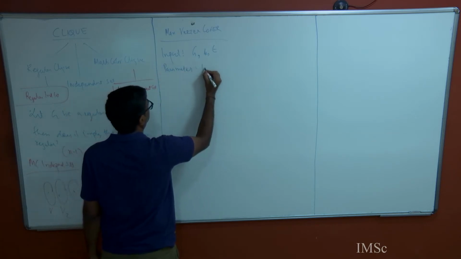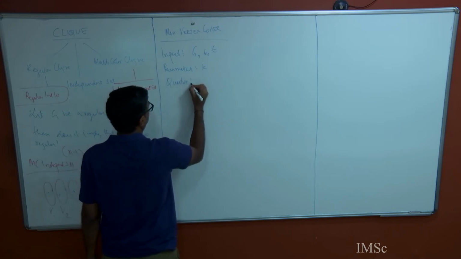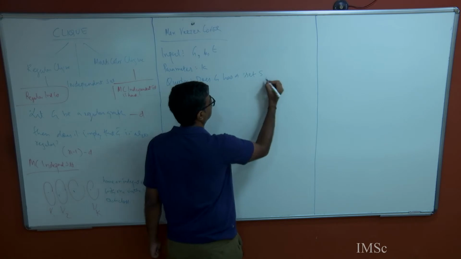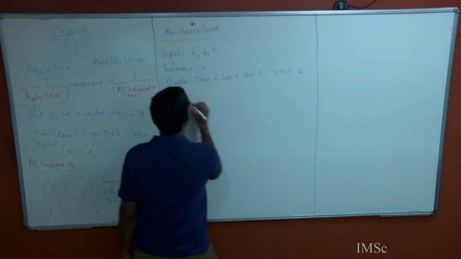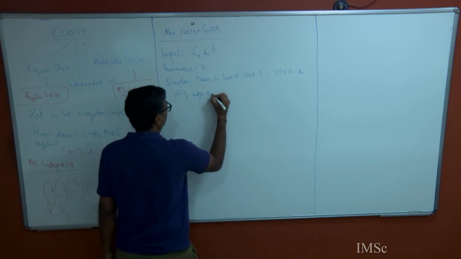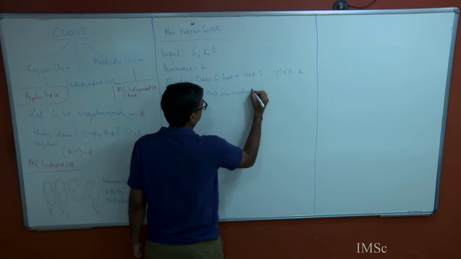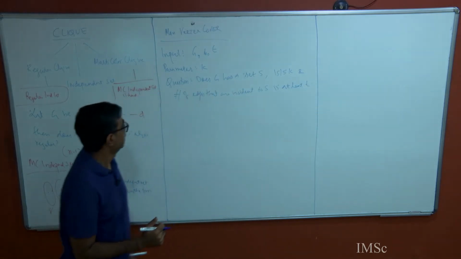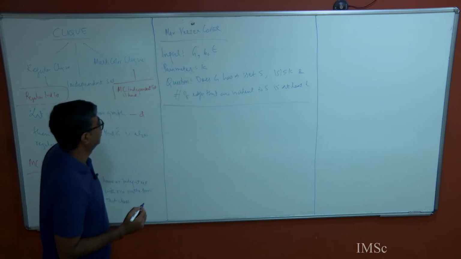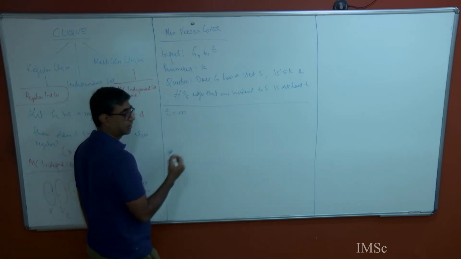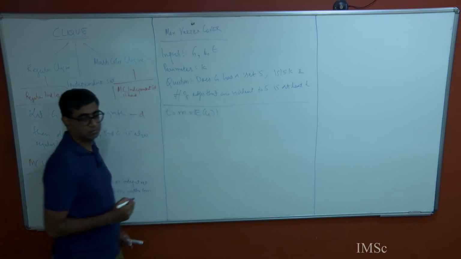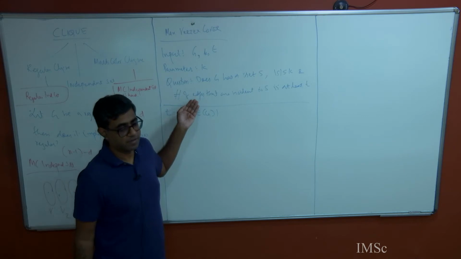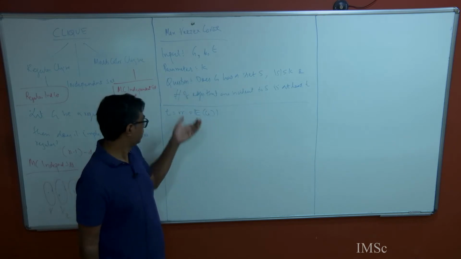My parameter is K, and my question is, does G have a set S, with cardinality of S at most K, and the number of edges that are incident to S is at least T? Right. Now, if T is equal to the number of edges in the graph, then what is this problem? It's the same as vertex cover, right? You are looking for a k size set so that the number of edges incident to it is m. So this is a generalization of vertex cover.